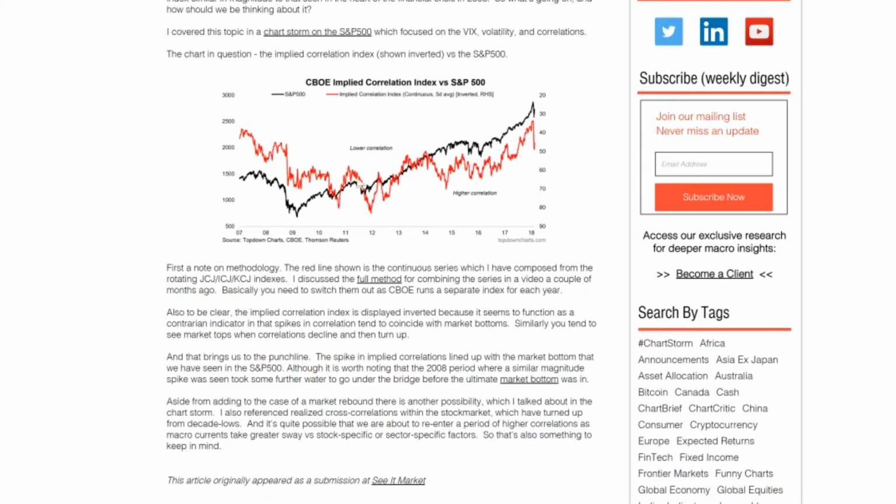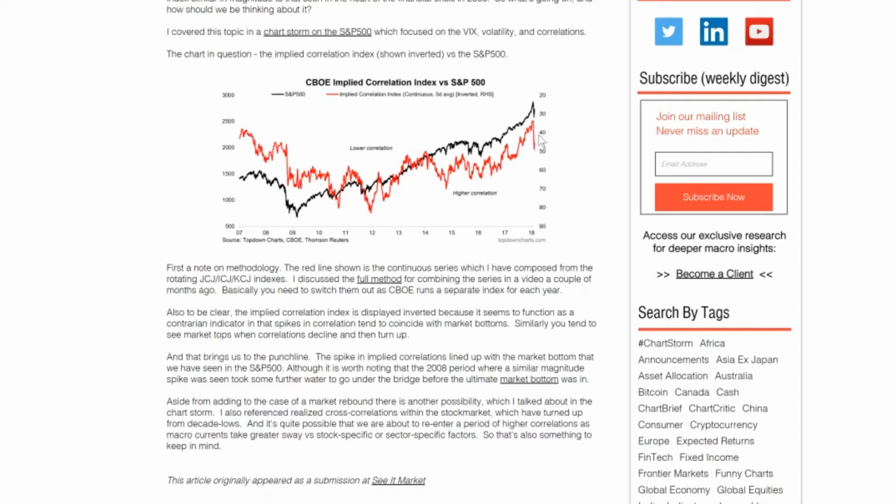But we can see there's a fairly clear movement in it, which we can use in the interpretation and application. And on that note, there has been a big move here, and very important to note too, by the way, is that that index is shown upside down or inverted. So a spike in correlations is going to be it dropping on the chart like it is now.